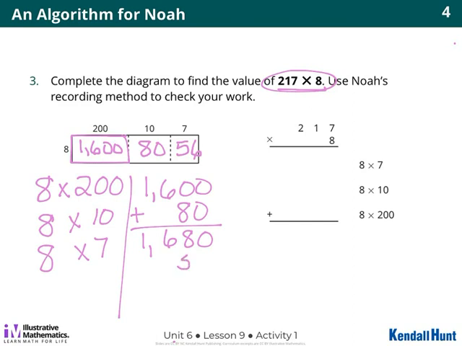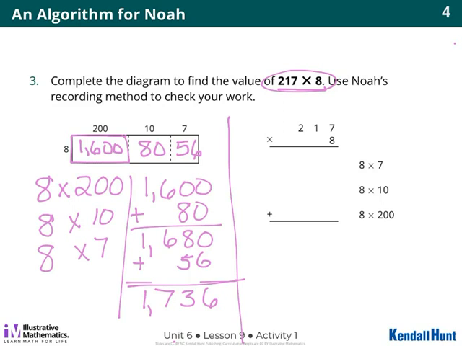Okay. And then we have to add 56. What do we get, guys, when we add 56? 736. Okay. So we're pretty good with that one.